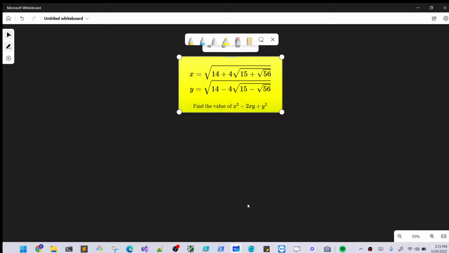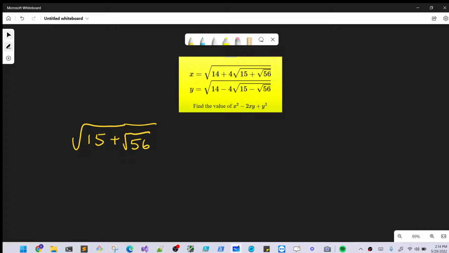So I'm going to go to the whiteboard and I have the problem copied. What I'm going to do to start is look at the innermost radical. So what I'm going to look at is the square root of 15 plus the square root of 56. And what I want to do is get this into a different form.